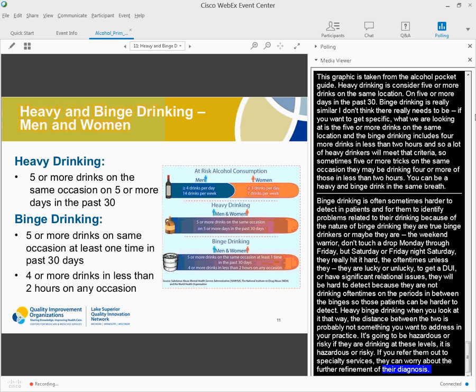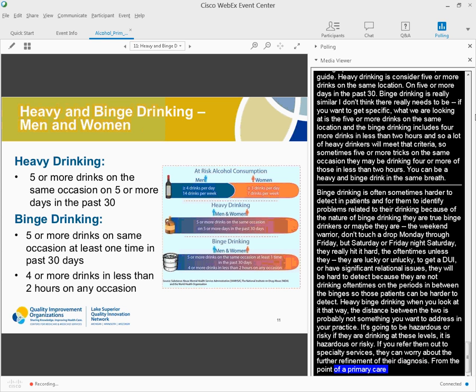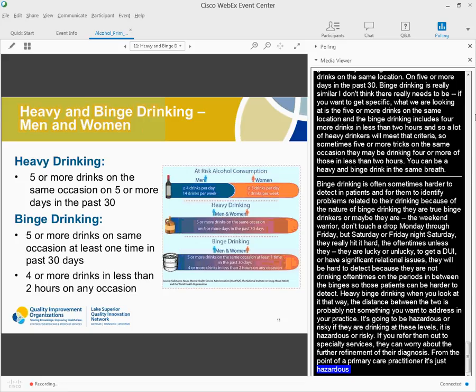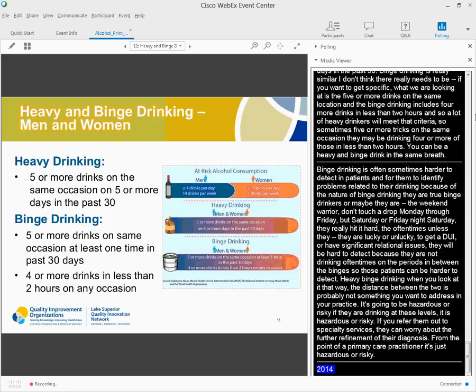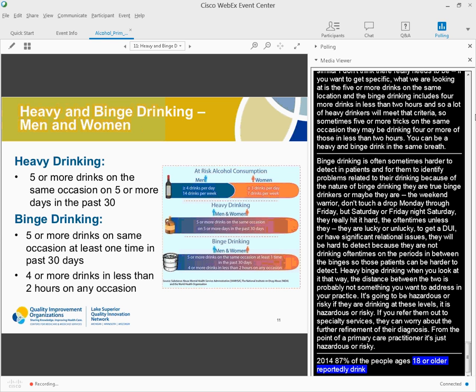Just a couple things on the prevalence of drinking. So from statistics in 2014, about 87% of the people ages 18 or older reported they drank alcohol at some point in their lifetime. So people are drinking, we know that, okay? We know that.